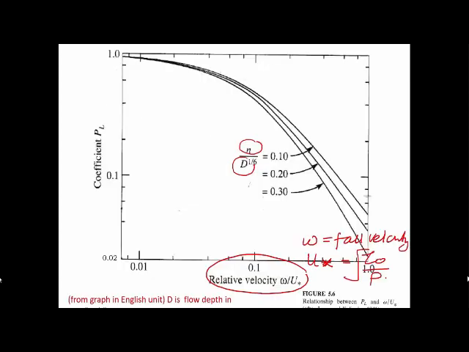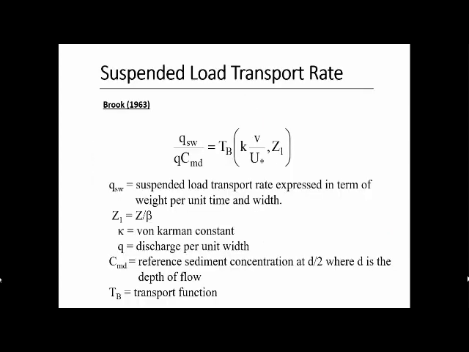Okay, so the second transport formula is by Brooke, 1963. So kalau Brooke sini pula, dia calculate the sediment concentration at the mid of the depth. So dia nak cari concentration sebab dia pakai concentration at the mid depth. Dia pakai C mid here. C mid ni adalah concentration at the mid depth lah.